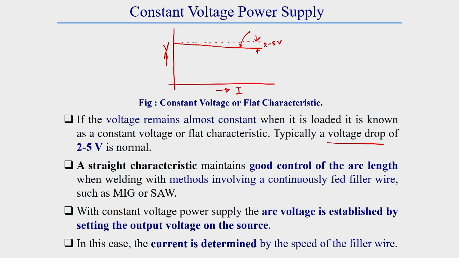This constant voltage power source curve, as I have already told you, is also called CV power source characteristics. Now, a very interesting thing we will get here. First of all, what does this point V0 represent? V0 represents the open circuit voltage.